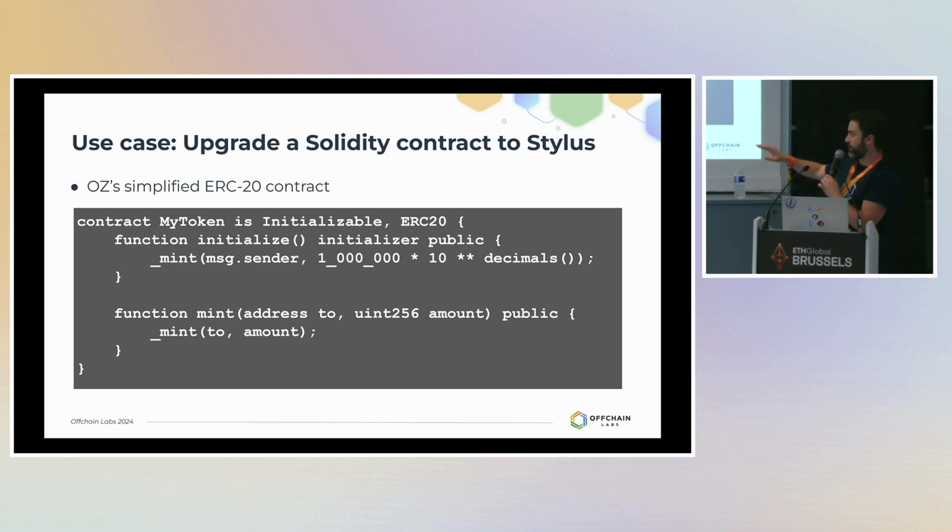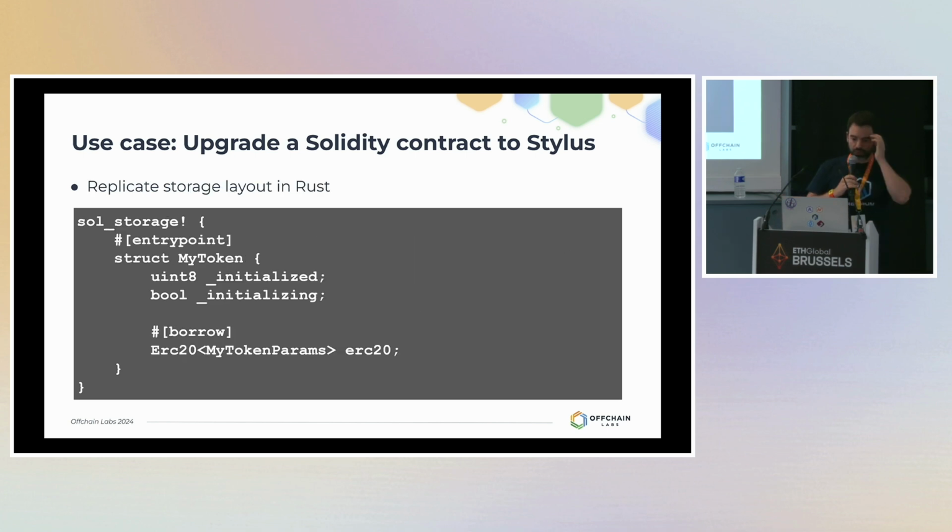And then we have just the initialize function. I'm not initializing the token name and symbol here. I'm just hard coding those values because I want to make this simple. And we have one mint function. All right, so let's move to Rust then.